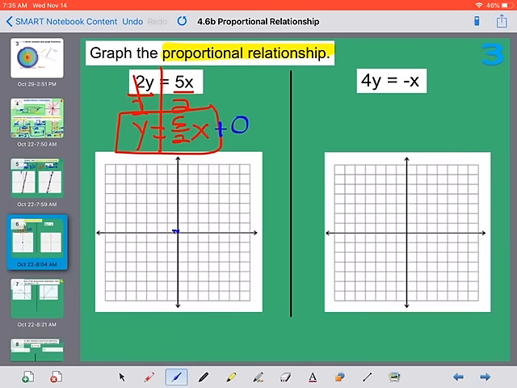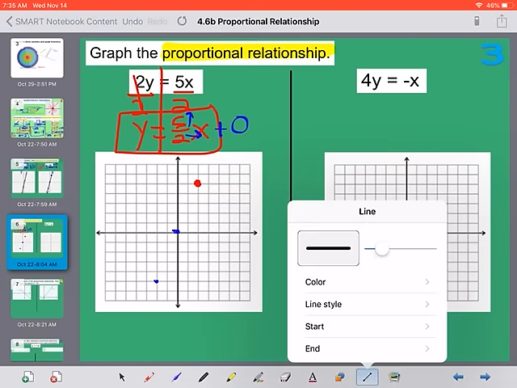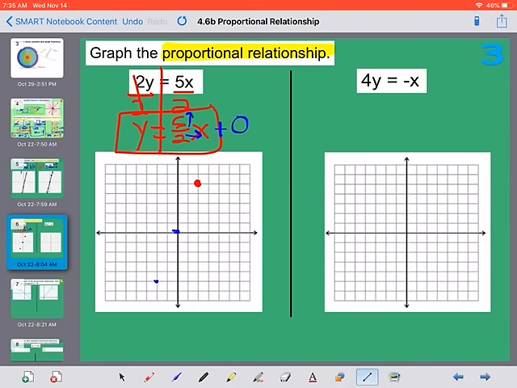So I'm going to graph our y-intercept there. And then rise over run, rise 5, run 2. Remember, always up and down first, then left to right. Instead of up and right, we can go down 5 and 2 to the left. And then draw your line through it.